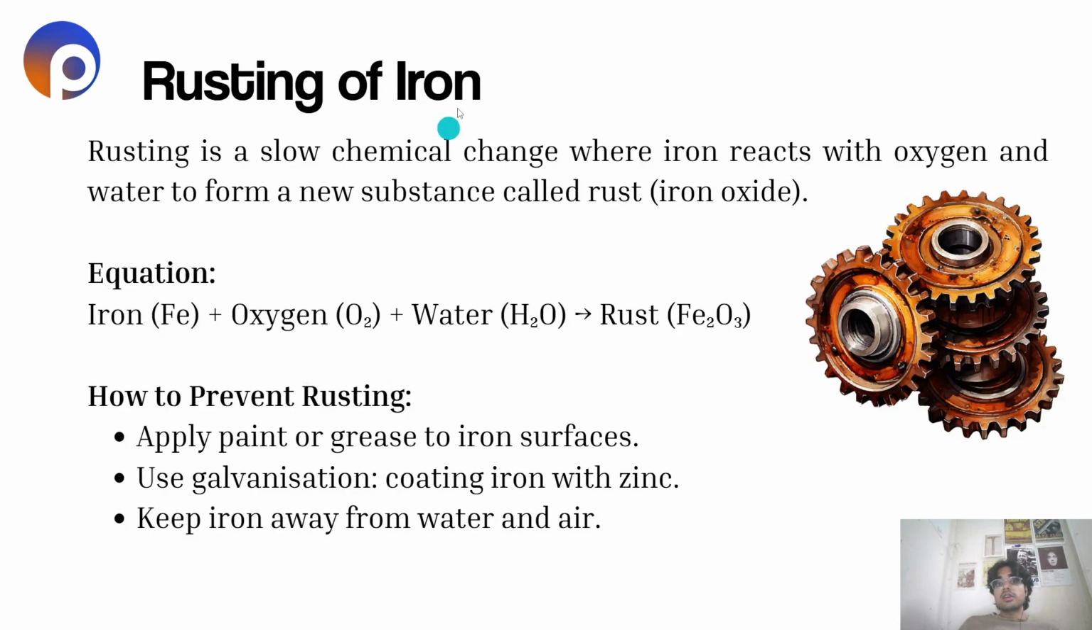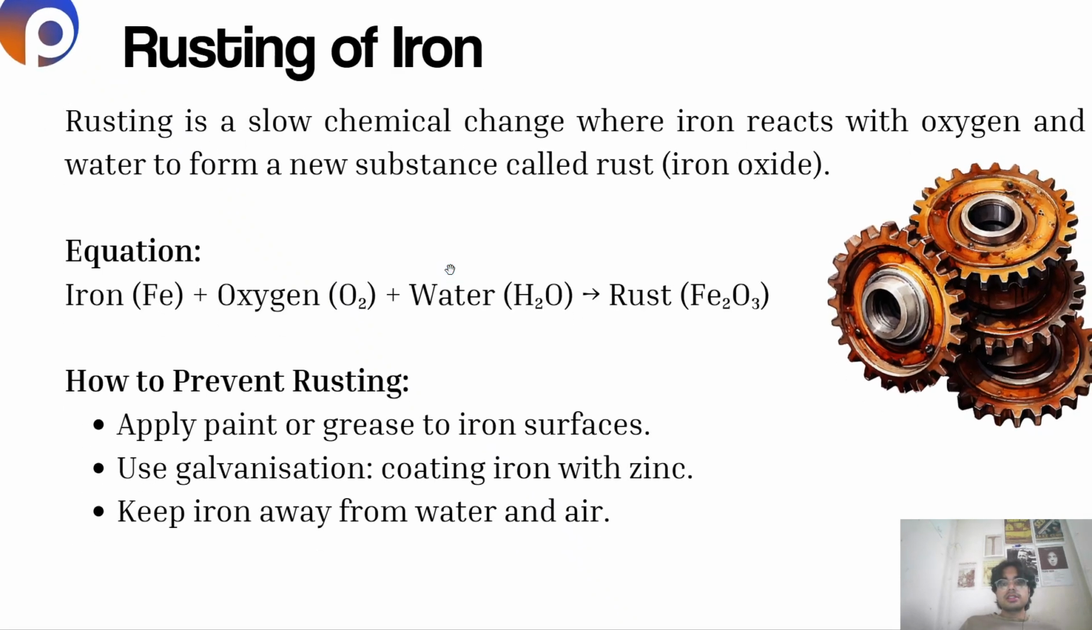Now, rusting of iron. Rusting is a slow chemical change where iron reacts with oxygen and water to form a new substance called rust, which is known as iron oxide. Okay, so when iron reacts with oxygen or air and water, when it is left outside, it forms a new substance over it, which is known as rust or iron oxide.